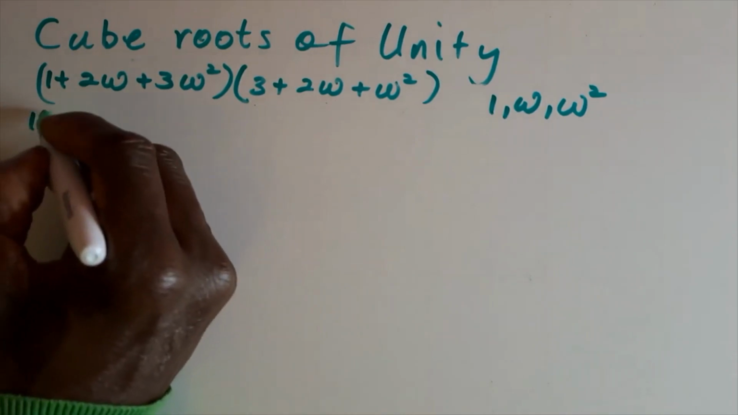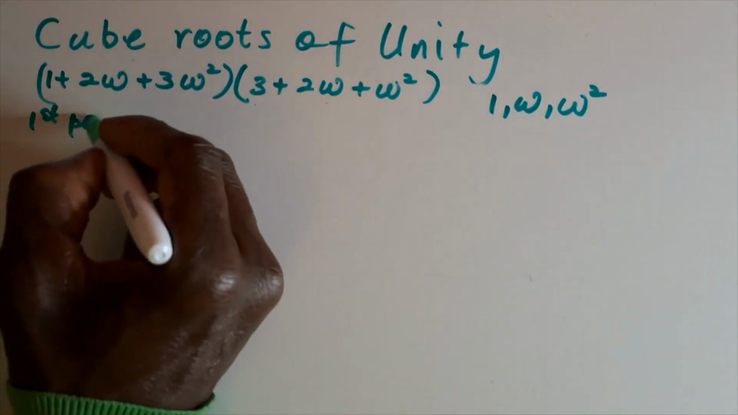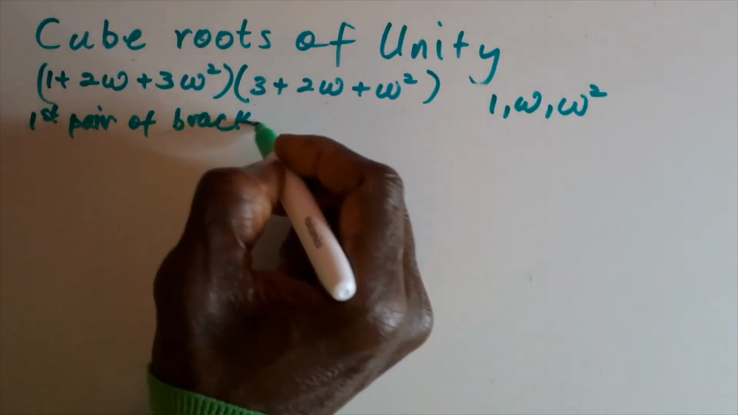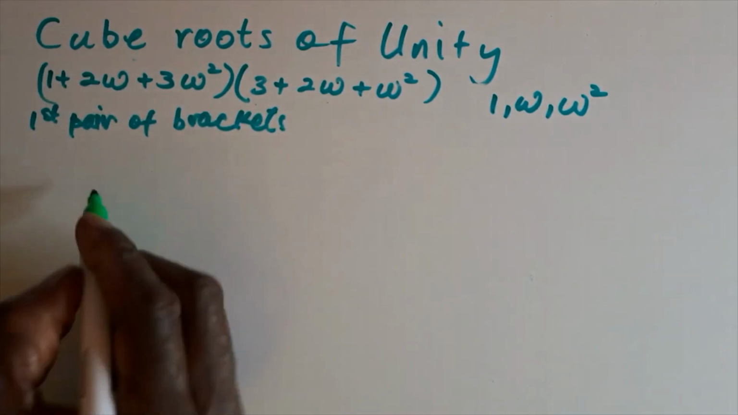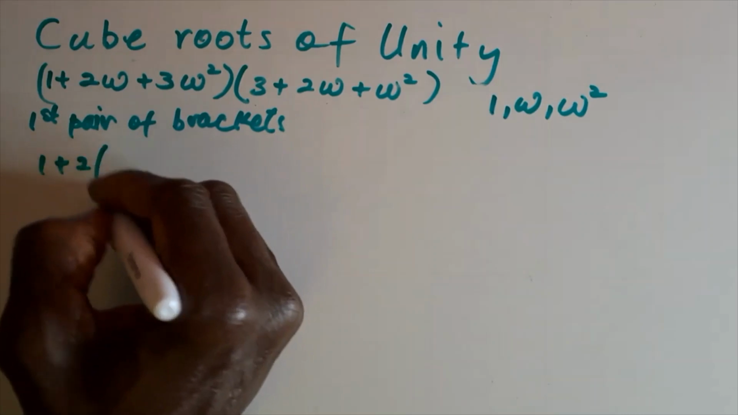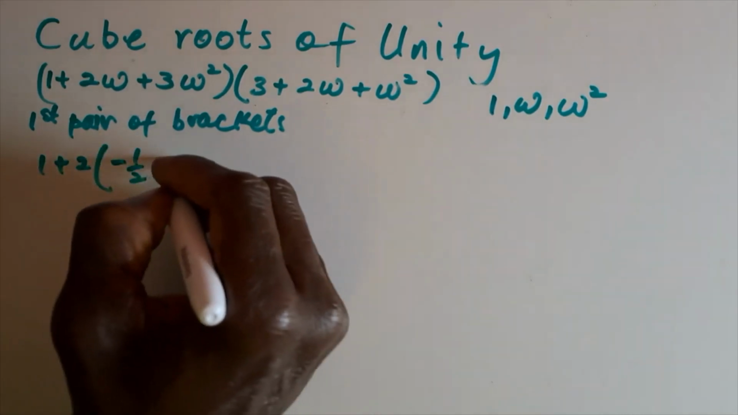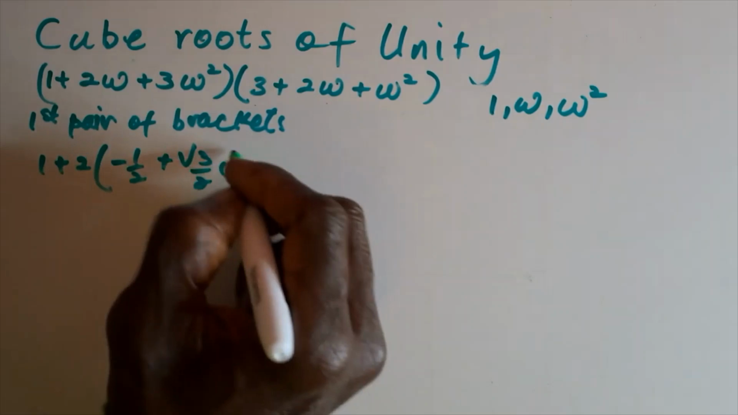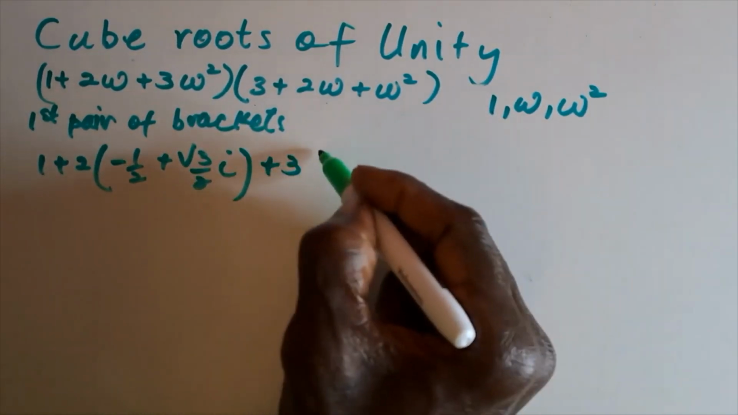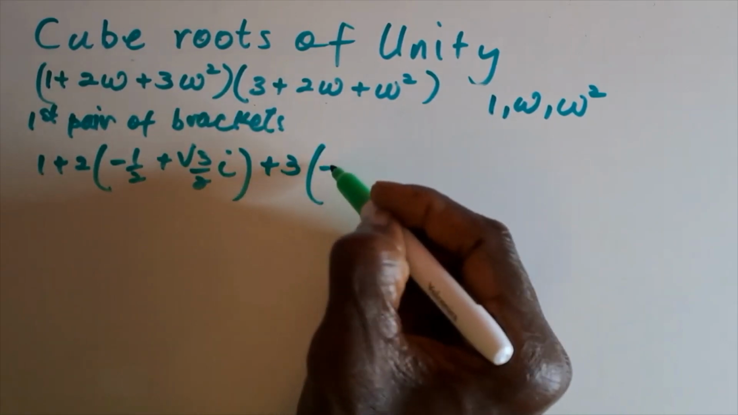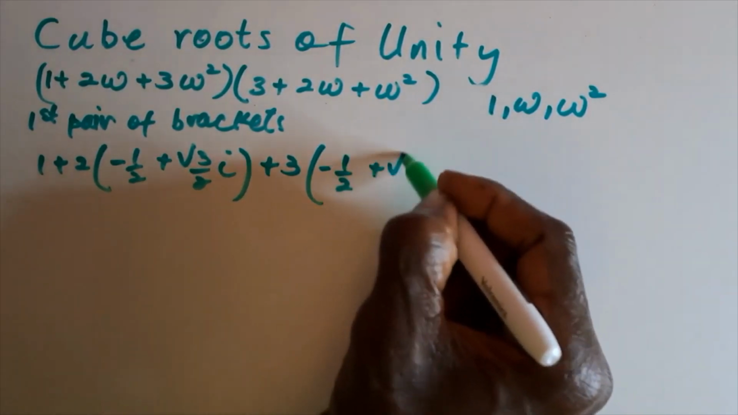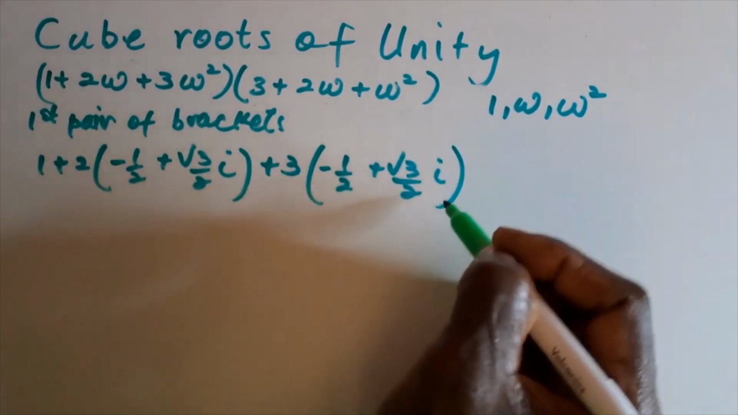So first bracket, first pair of brackets. We have 1 add 2 times omega. We're using omega as minus a half, add root 3 over 2i. Add 3 times omega squared. From the previous problem, our result was minus a half, add root 3 over 2i. So we don't need to actually do that again.